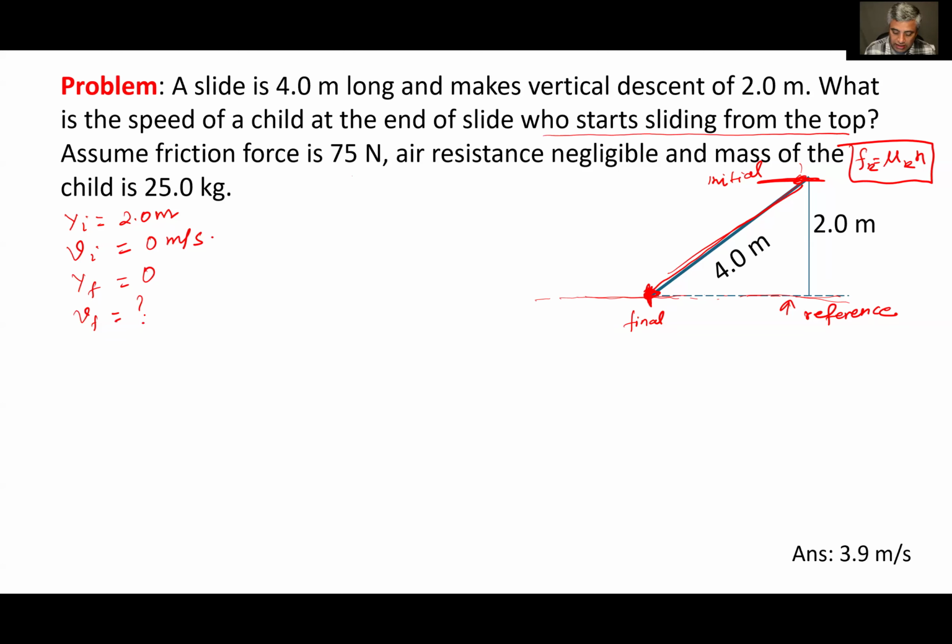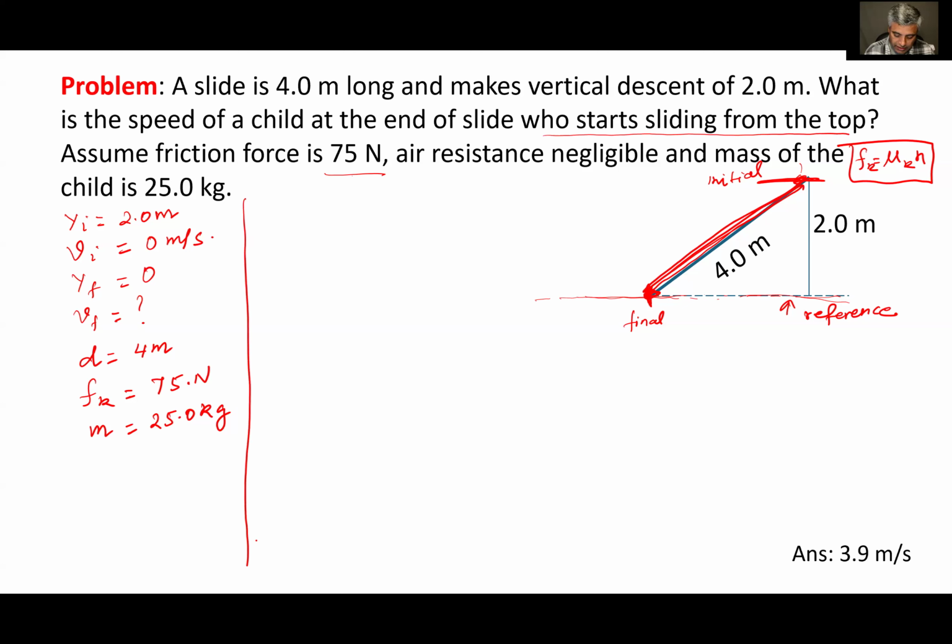Okay, so we have other information as well because there is friction acting. So slide length matters in this case. So it is 4 meters long, so let's say displacement is 4 meters. And the friction force itself is 75 Newtons, and the mass of the kid is also given. So let's write that down. Okay, so those are the things that we are given in this case.